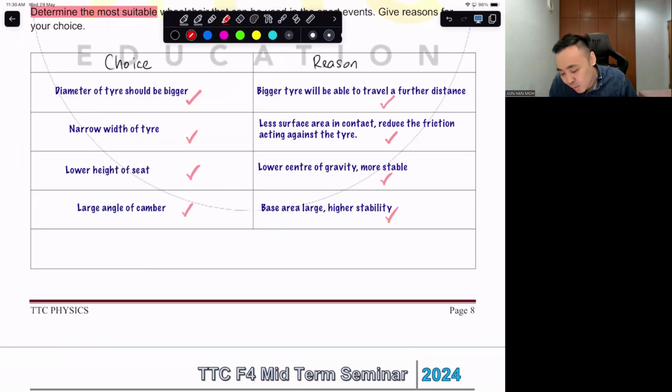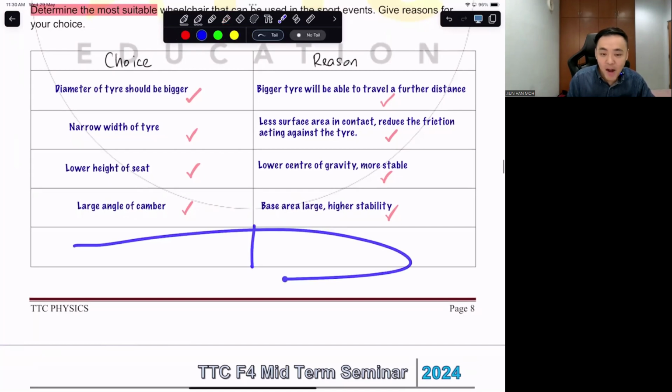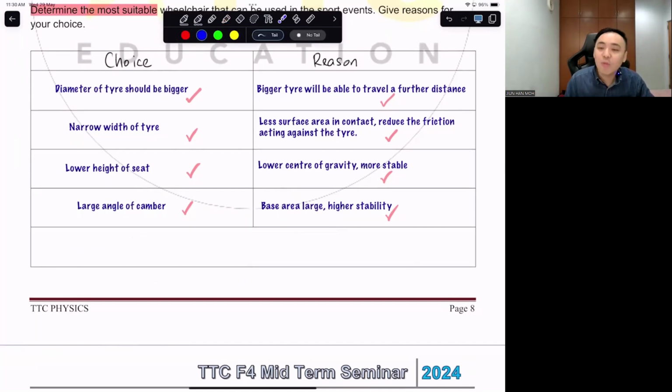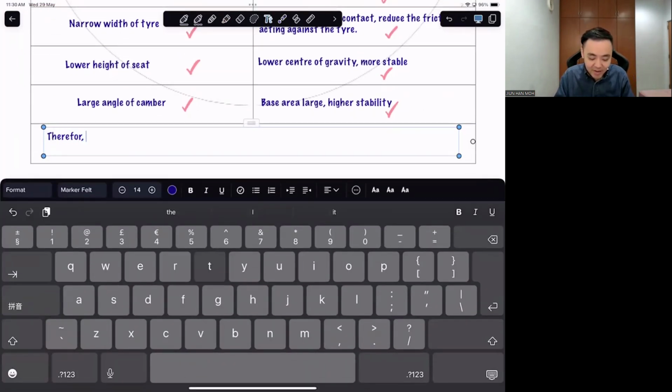Exactly, you listen to the whole thing. 8 marks only is not enough, right? How many marks do you need? You need 10, right? Then did you notice the final column here? I don't separate them. I give you one big column. Now only you tell them who is the best. Therefore, the most suitable wheelchair should be which one?